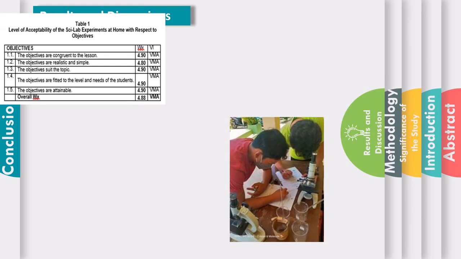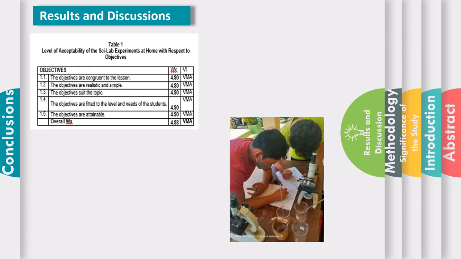Results and discussion. Table 1, the level of acceptability of the SciLab experiments at home with respect to the objective. The given contents under the objectives in the questionnaire checklist are very much accepted by the experts, with the overall weighted mean of 4.88. That simply implies that the SciLab experiments at home in terms of objectives are attainable, congruent to the lesson, suit the topic, and fitted to the level and needs of the students.